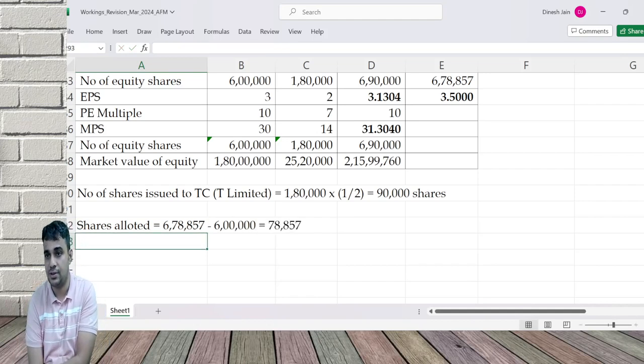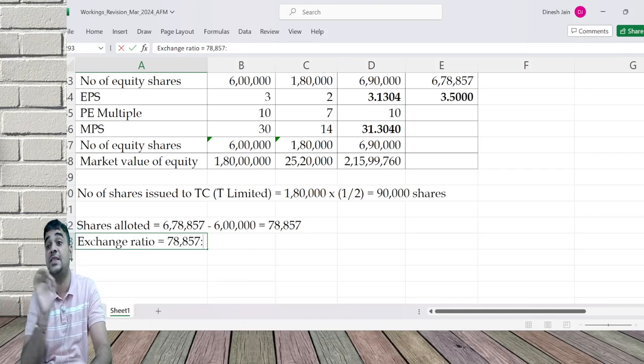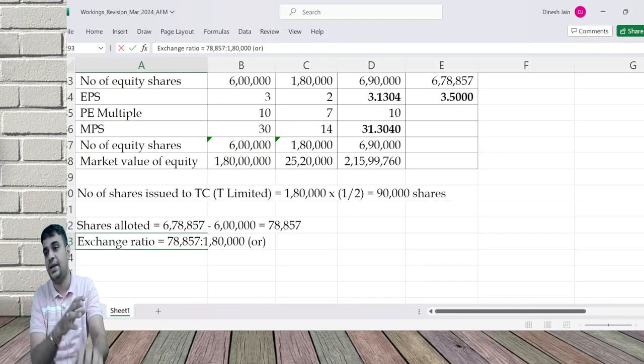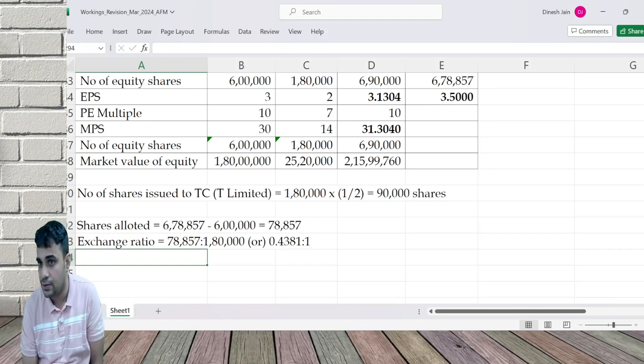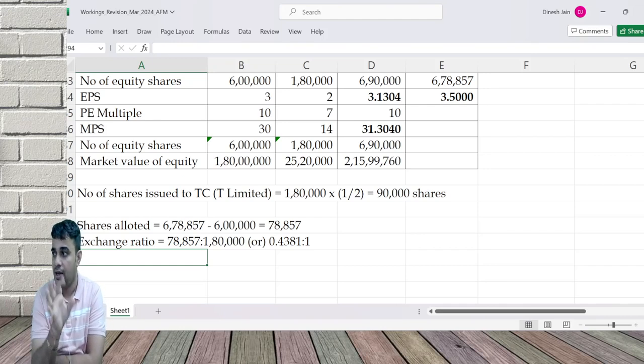This is not the answer. 78,857. Exchange ratio. This 78,857 is for how many shares of TC? 1,80,000, or give me a 4 decimal answer. 78,857 divided by 180,000 is 0.4381 is to 1. They were originally asking for 0.5 is to 1. We are saying 0.4381 is to 1 is what I am planning to give you. Don't ask me for that higher ratio.